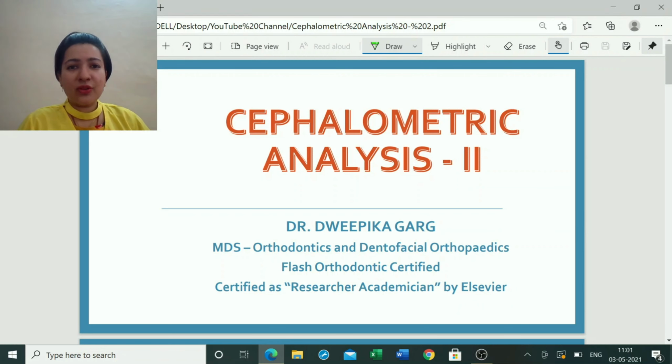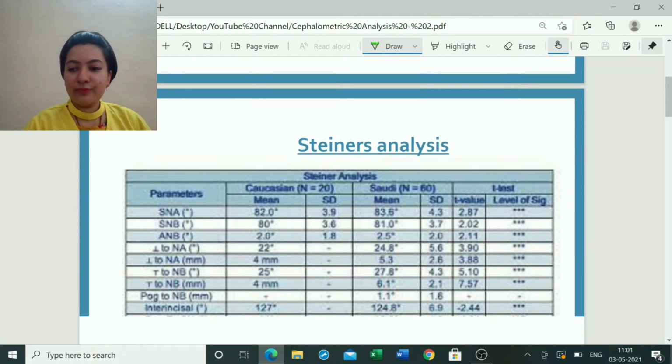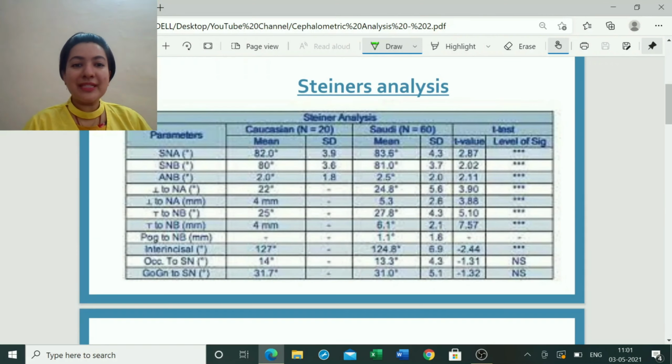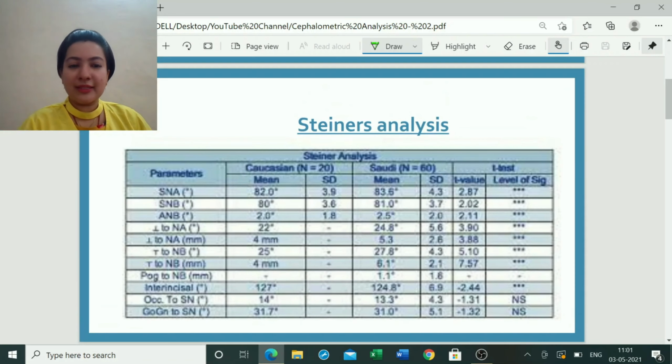All these analyses are very common, very simple. All of you must have done it during your BDS tenure. But it is very much important for you to brush up on your basics so that you can thoroughly do your MCQ questions. Right? So yes, let us begin with cephalometric analysis part 2. And the first one which we would be seeing today is Steiner's analysis.